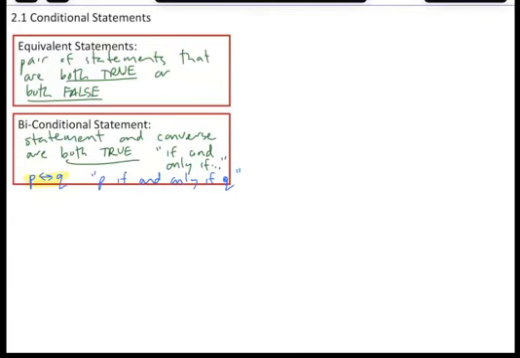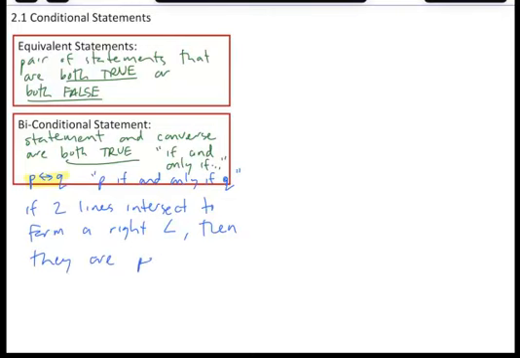Now, oftentimes a biconditional we will see in some of the theorems, some of the proven relationships later on in the year, but it's also apparent in some definitions. And so if you have the following definition: if two lines intersect to form a right angle, then they are perpendicular lines. Okay, so this is a definition for perpendicular lines.